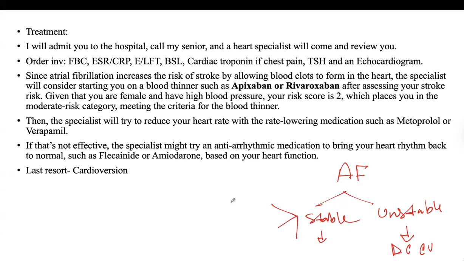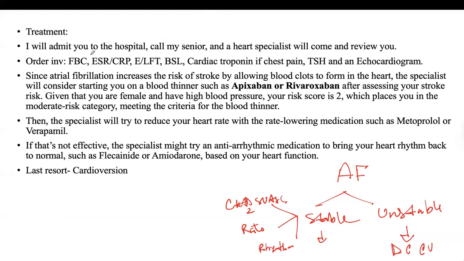We need to do a CHA2DS2-VASc score to find out if this patient needs an anticoagulant, because we need to prevent a stroke in this patient. So find out whether this patient needs an anticoagulant. The second, rate control medication. Third, rhythm control medication. So these are the main things that we need to mention in the management.